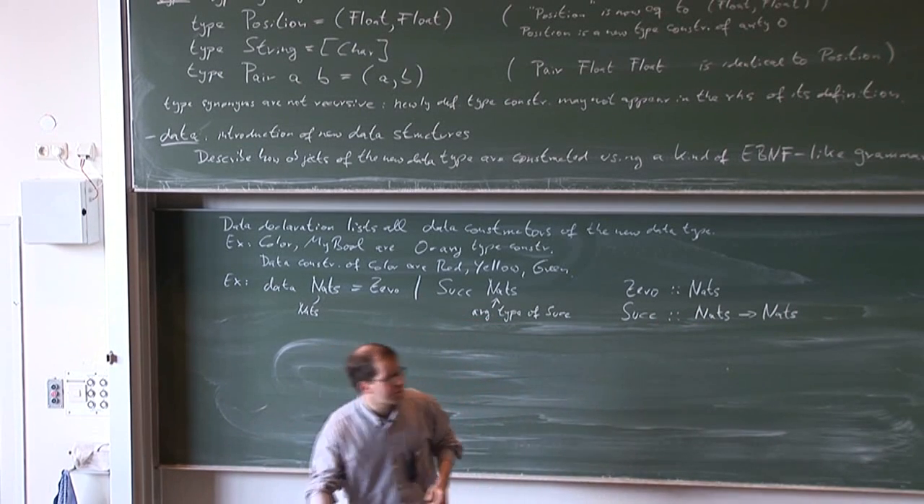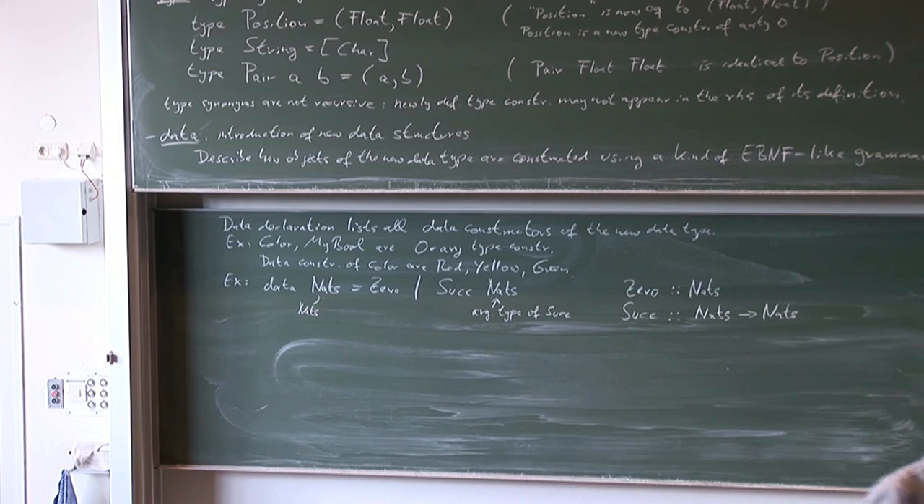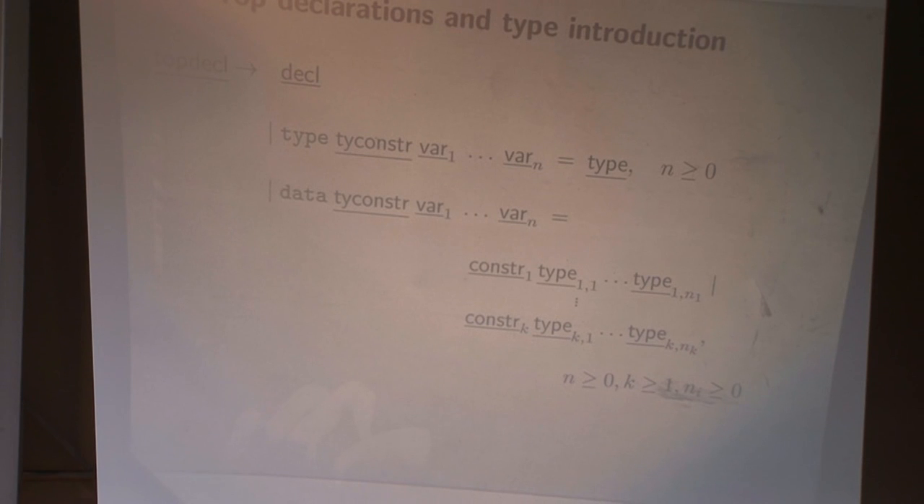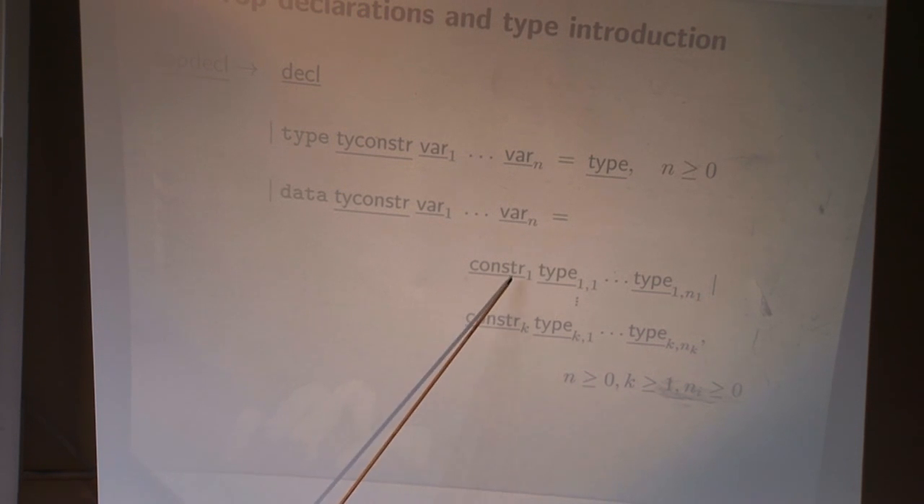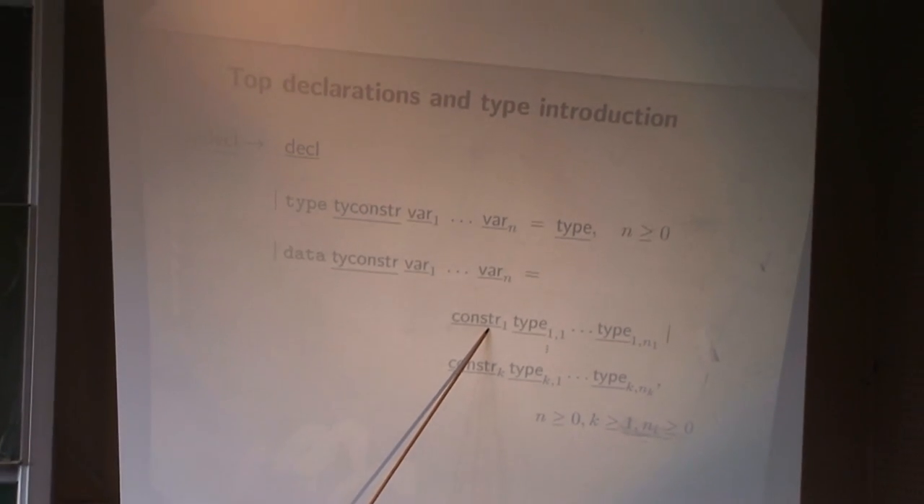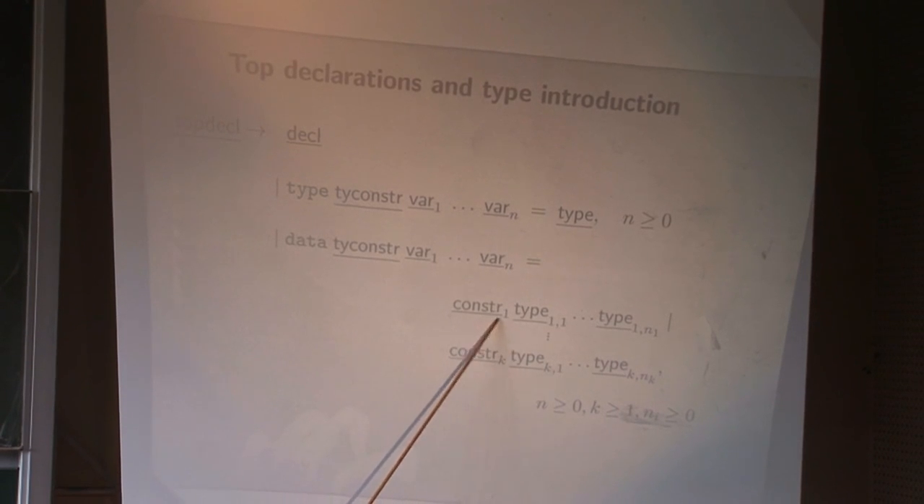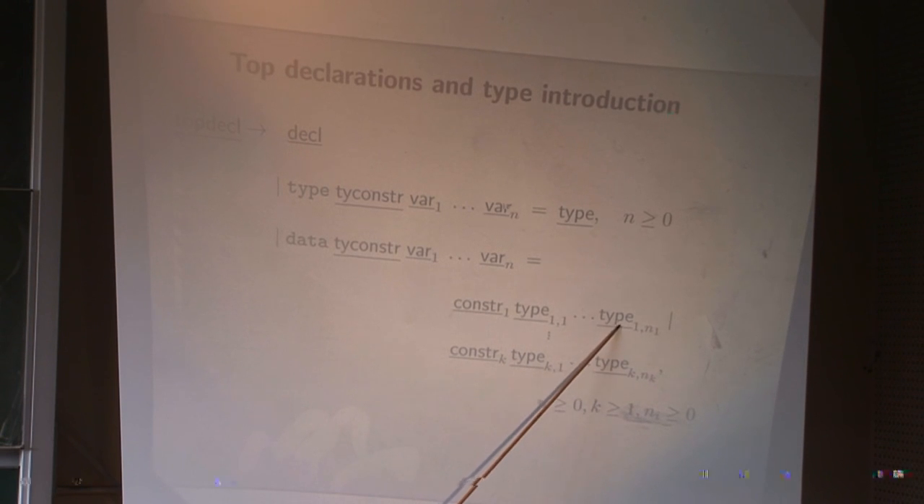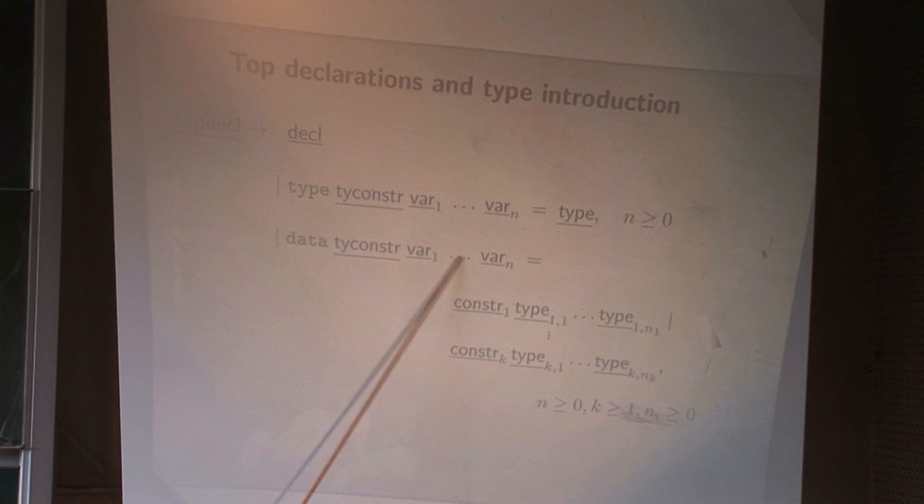If you look at the grammar again, obviously you can also have data constructors which take more than one argument. They can take many arguments. So if you define a new data type with this data type declaration, then the idea is, if you write this, it means constructor 1 is a new function which takes n1 arguments. The first argument is of type t1,1, the second is of type t1,2, the last one is of type t1,n1, and the result will be of this data type.